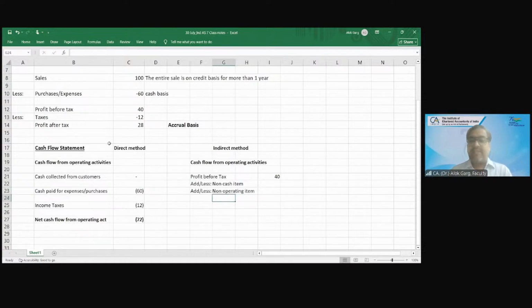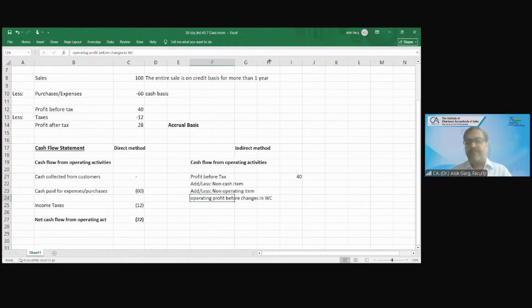So in this case, what will we do? This will give you the operating profit before tax, the operating profit before changes in working capital, or before changes in operating assets and liabilities, right?